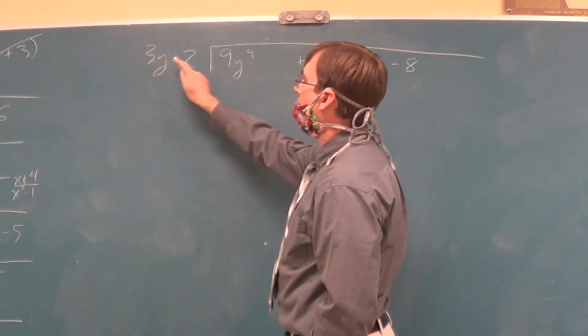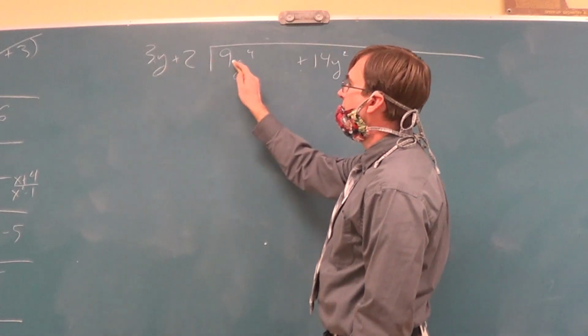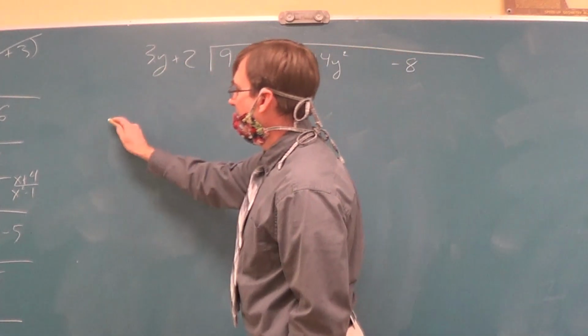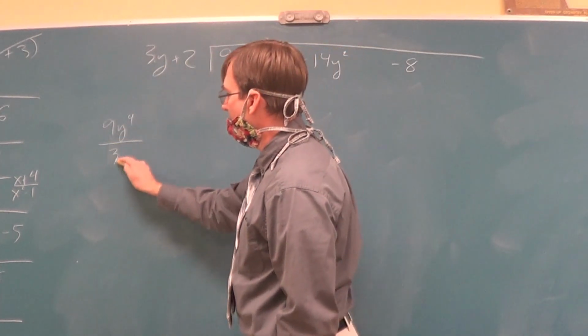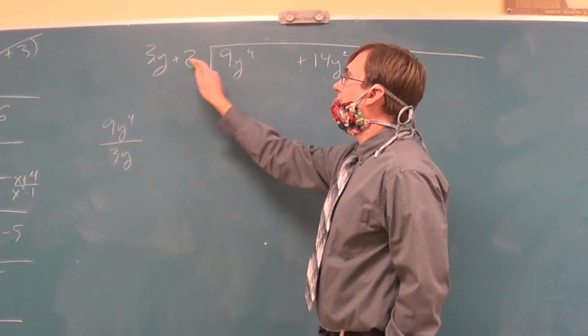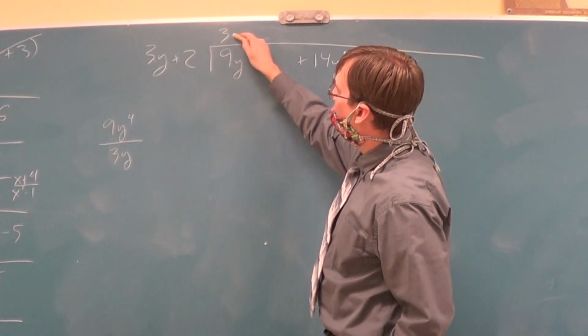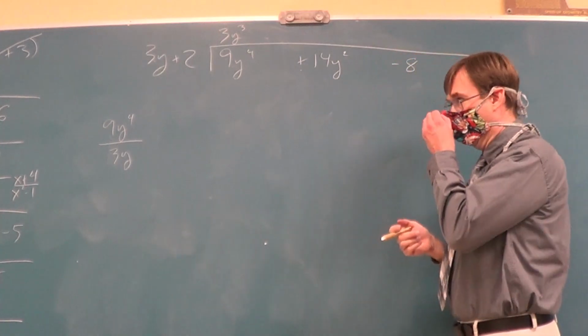We want to always start off, as always, dividing the two leaders. If dividing those in your mind is troublesome, take 9y to the 4th out of the way. Take the other leader with 3y out of the way. But if you can divide that in your mind, 3 to 9 goes 3. And the difference on powers is y cubed.